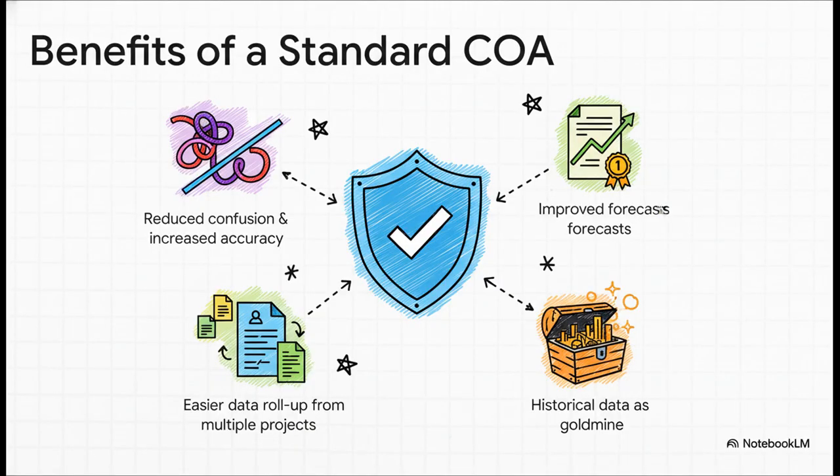And when you do it, the benefits are huge. With a standard COA, confusion just plummets and accuracy skyrockets. You can roll up data from 10 different projects into one master report. Easy. Training new people becomes so much simpler. And your historical data? It transforms from a dusty old archive into a goldmine that helps you make way better estimates and schedules for the future. Ultimately, your reports become more credible, your forecasts get more accurate, and your entire operation just runs better.